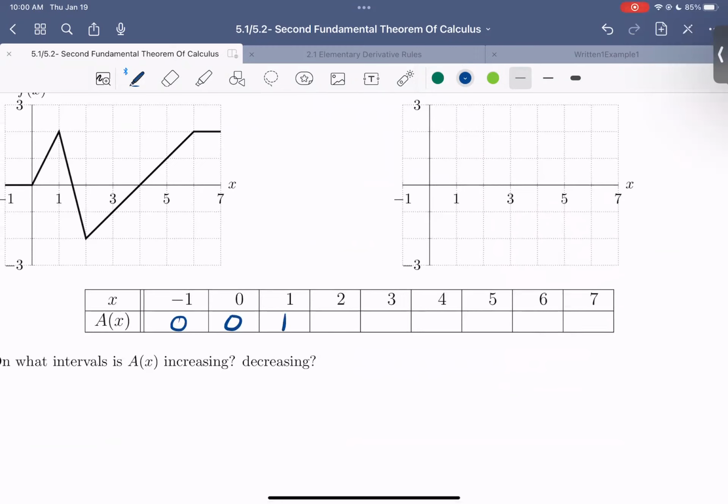0, 0, 1, 1, negative 0.5, negative 1, negative 0.5, 1, and 3. And I'm going to plot my points. And feel free to pause the video if you need some more time to fill these in.